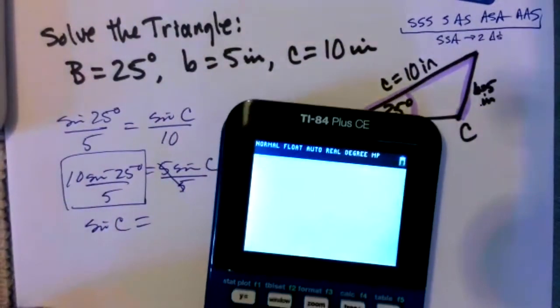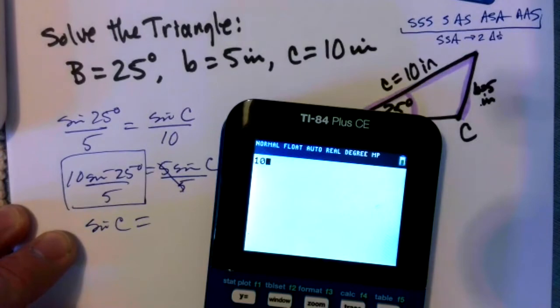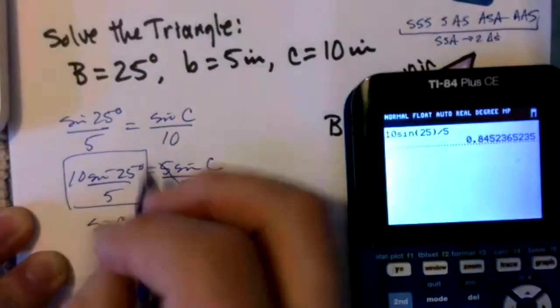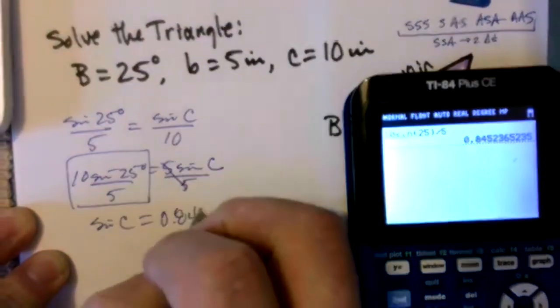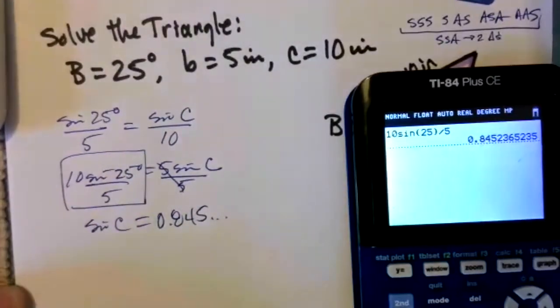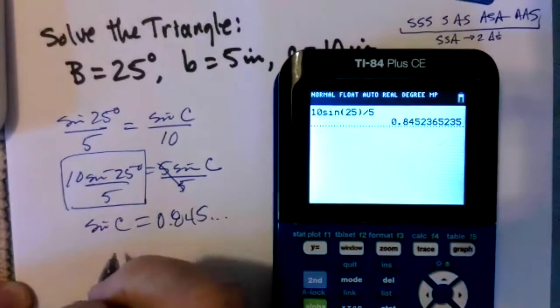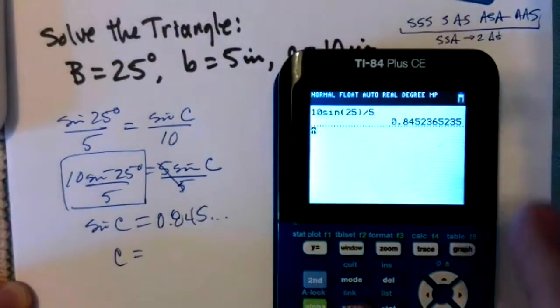Hopefully you can see this on here. I'm going to try not to have to zoom in and out a lot, but we'll see how it goes. Make sure you hit the close parentheses on there, divided by 5. Okay, so 0.845, bunch of stuff. To get the actual angle, this is the sine of the angle, so we're going to have to do inverse sine.